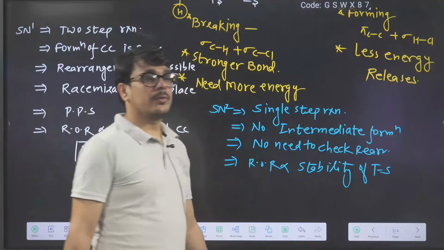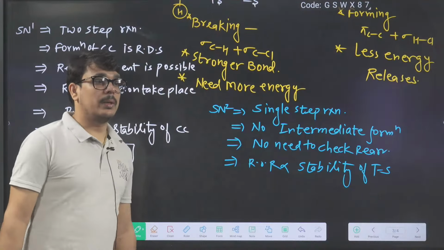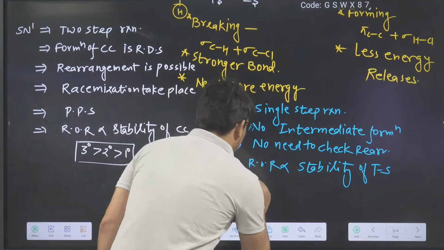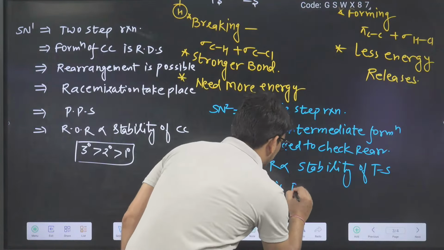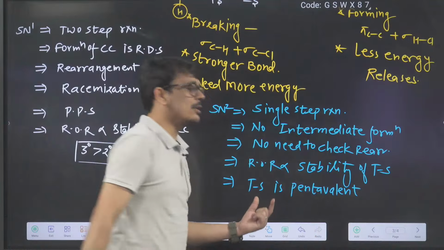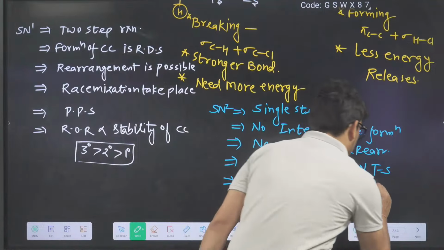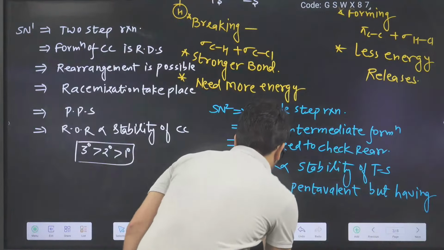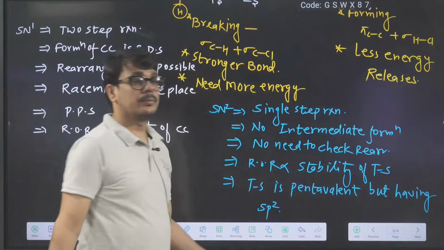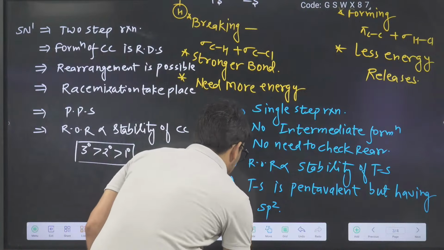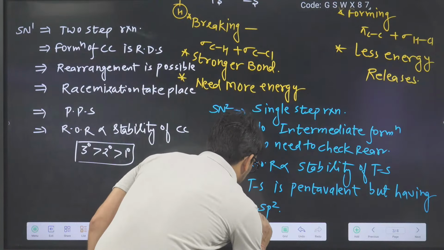Rate of reaction depends on the stability of which one? Transition state. Very good. Its transition state is pentavalent, but having sp2 hybridization. Having which hybridization there? sp2 hybridization.